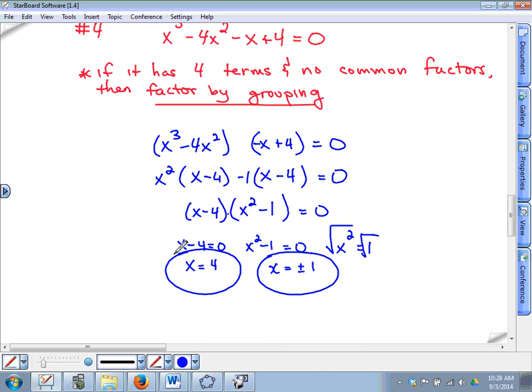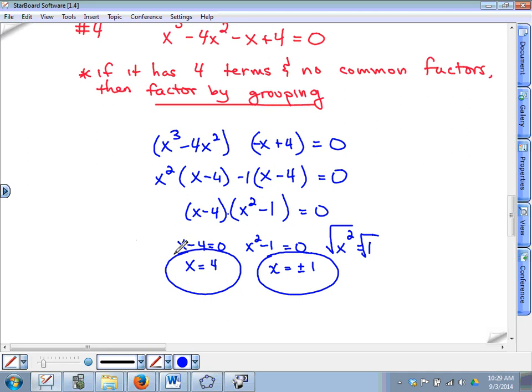How many answers did we get? Yeah, 3. Why did we have to get 3 solutions? It's a 3rd degree polynomial. Okay. So scan real quick on the front side. Do you see any other problems on the front side that resemble question 4?